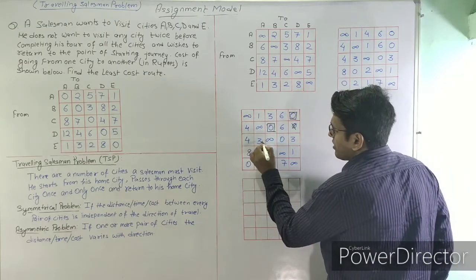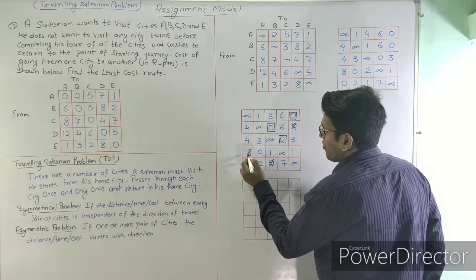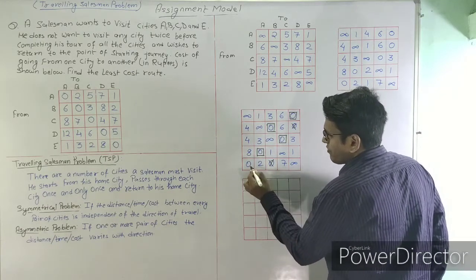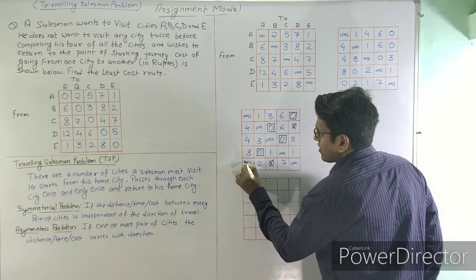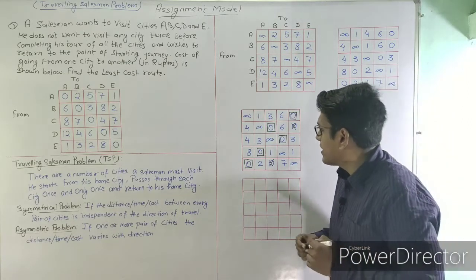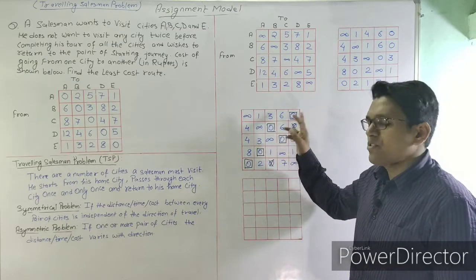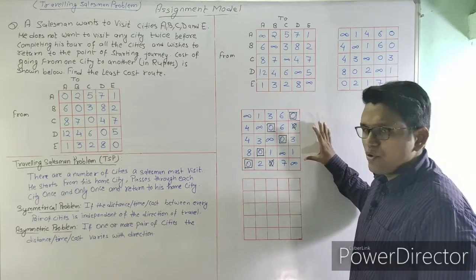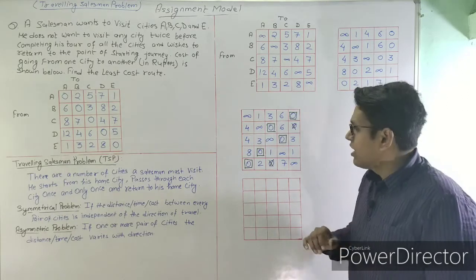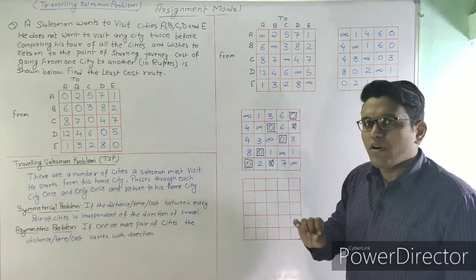Moving on to row 3 we have a single 0 here, so we will assign this 0. Now moving on to row 4 we have a single 0, so we will assign this 0. Moving on to row 5 we have a single assignable 0, so we can assign this particular 0. So as per this matrix we know that for a 5 cross 5 matrix, if we have 5 assignments our solution is optimal. So this shows an optimal solution for an assignment problem, and we need to check whether this solution is optimal for the traveling salesman condition or not.